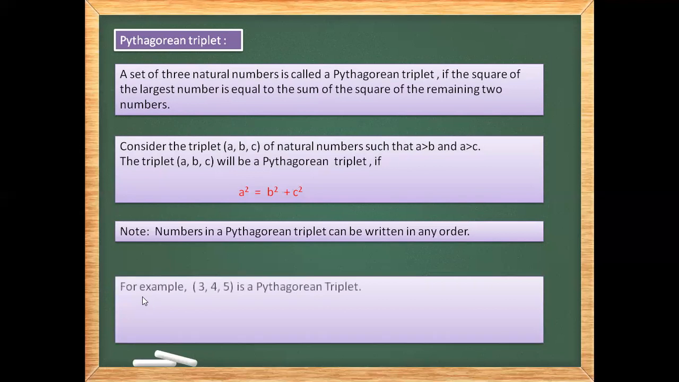Now, see here. I'm taking one example. 3, 4, 5 is a Pythagorean triplet. Now how is it? See, 3, 4, 5, which is the largest number? Yes, 5. So what is 5 square? 25. And what are the remaining numbers? 3 and 4. Let's do the sum of their squares. So 3 square plus 4 square equals 9 plus 16 equals 25. That's why this property, this rule, is satisfied. So that's why 3, 4, 5 is a Pythagorean triplet.